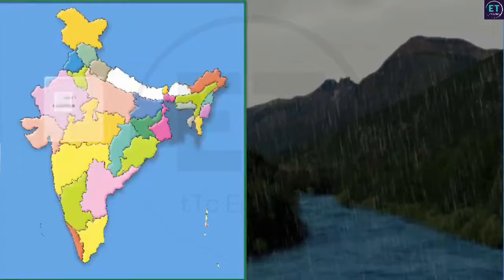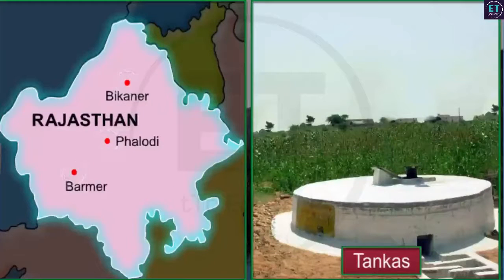In many parts of Rajasthan, rainwater collected through rooftop harvesting is collected in large underground reservoirs called tankers. The rainwater collected in such tankers is shielded from sunlight and thus remains pure for a long time. People use it as drinking water.